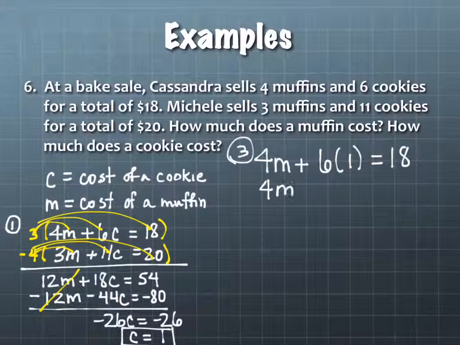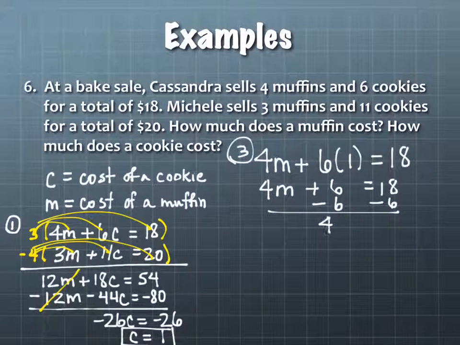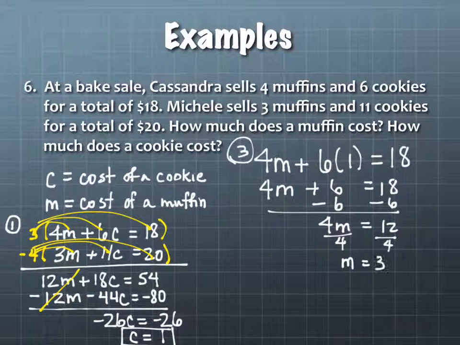So this is 4m plus 6 equals 18. What's next? Subtract my 6. 4m equals 12. Divide by 4. M equals 3. Okay, let's check and make sure it makes sense.